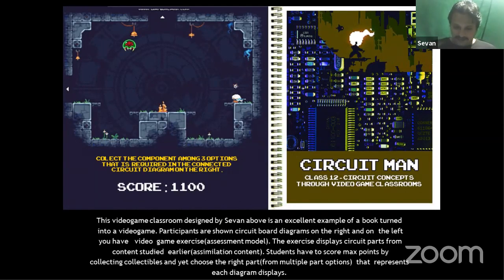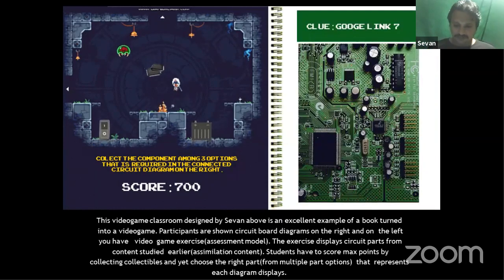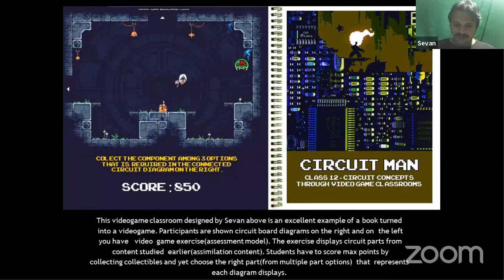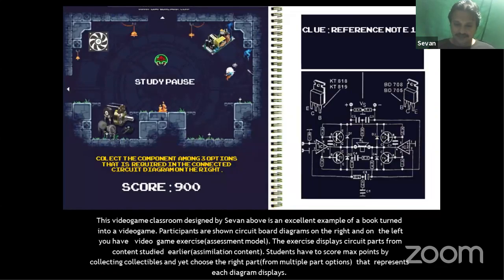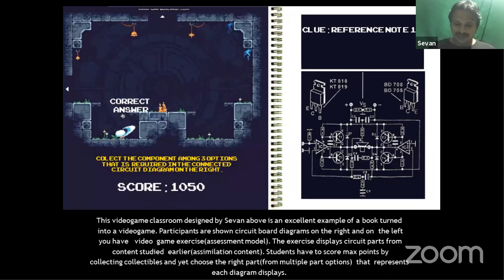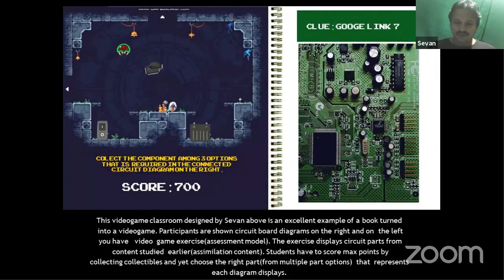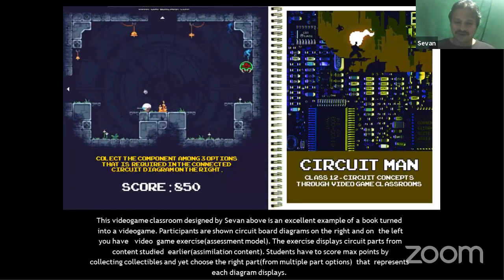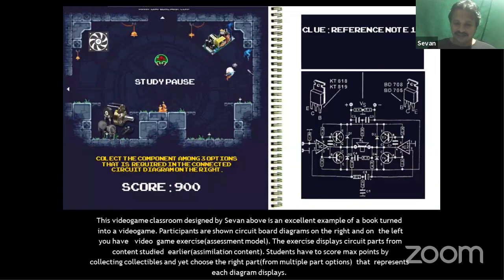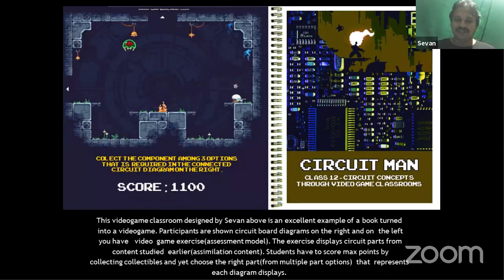Let me see if I can play this again. Yes, so you can see there's a character. Whoever's playing basically, on the right side, gets to see things from a textbook that he studied on circuits, electronic circuits, all right? Now, there's a circuit on the right side, and you can see there are three parts, of which one part is right and two parts are wrong. So it's a multiple choice question with three visual options, and you need to choose one, right?